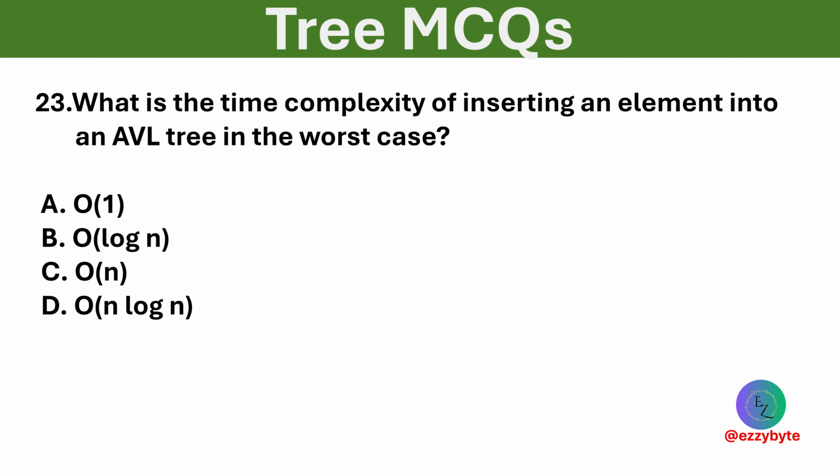What is the time complexity of inserting an element into an AVL tree in the worst case? Options are order of 1, order of log n, order of n, and order of n log n. Option B is correct. In the worst case, inserting into an AVL tree takes order of log n time due to its balanced height.